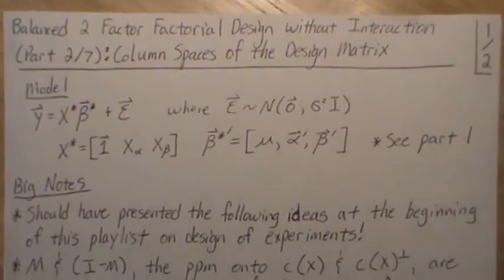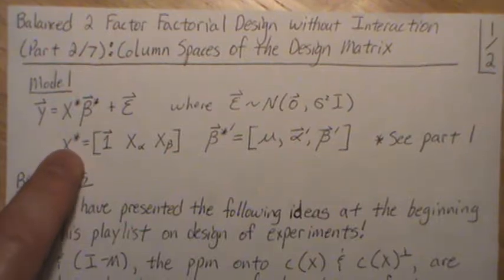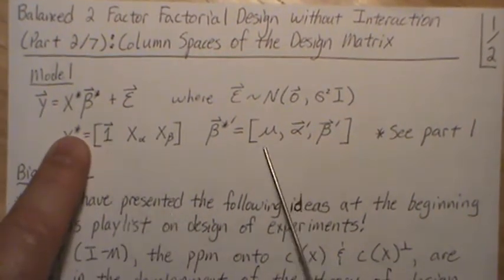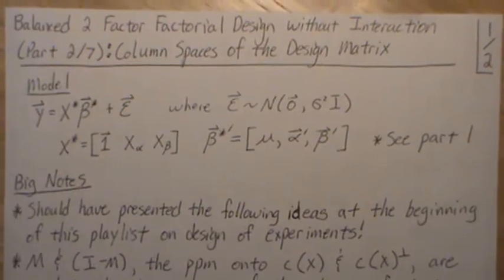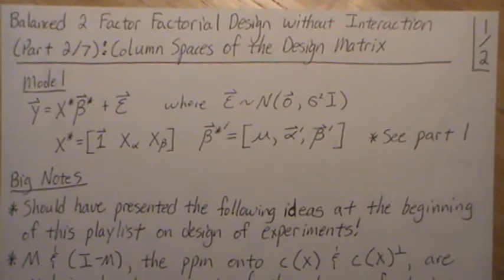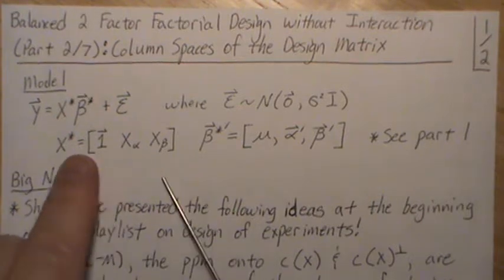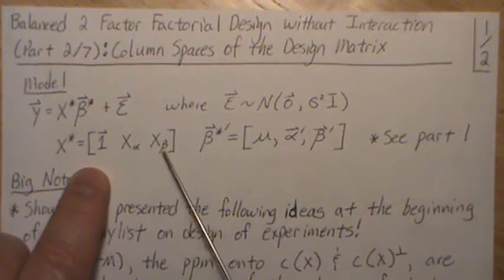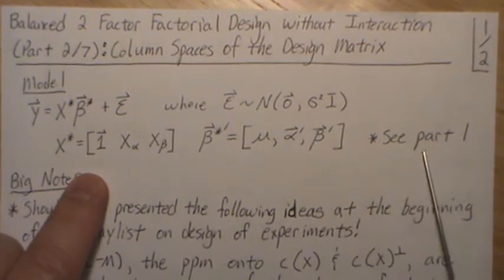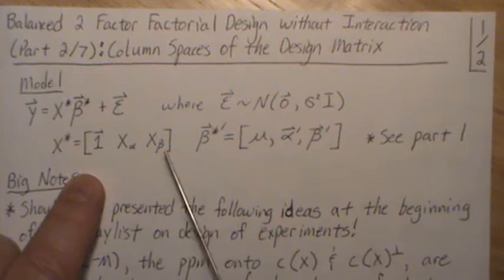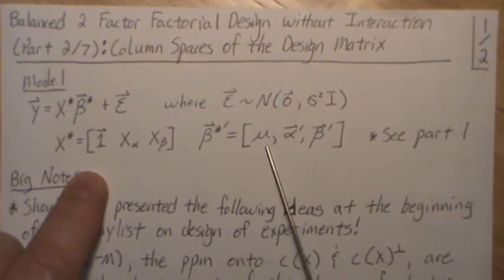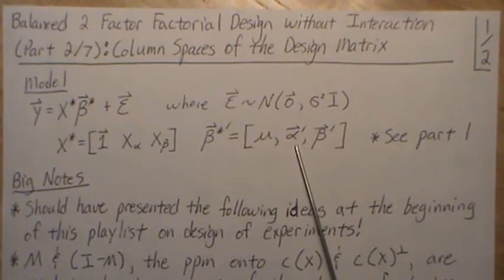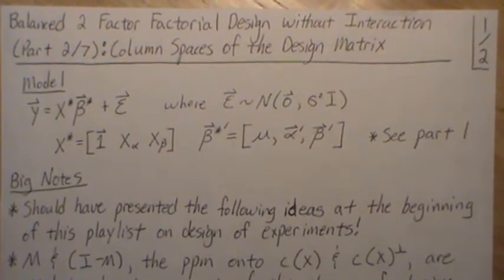And again, this is so important. So the model is y = Xβ + ε, so it's a linear model. Errors are normally distributed, mean vector 0, covariance matrix σ²I. We partition the design matrix into one, X_α and X_β. See part 1 for this, and the β parameter is partitioned into μ, the grand mean, the α parameters associated with factor A, and the β parameters associated with factor B.